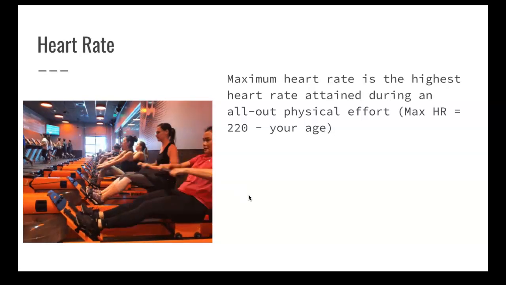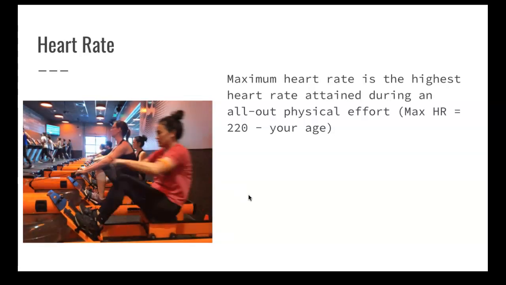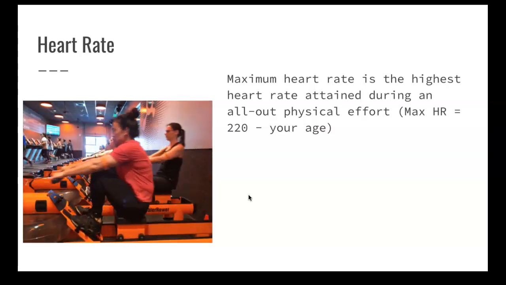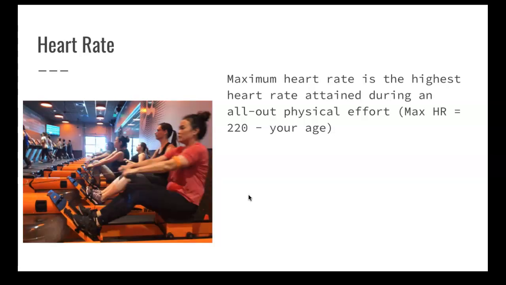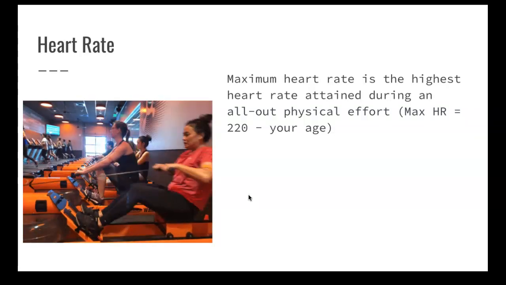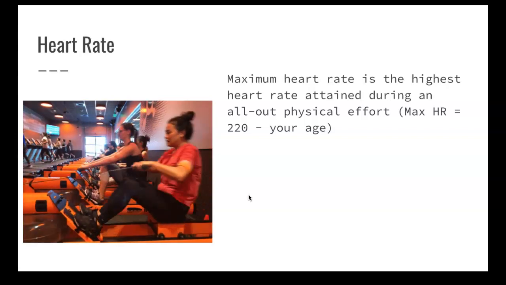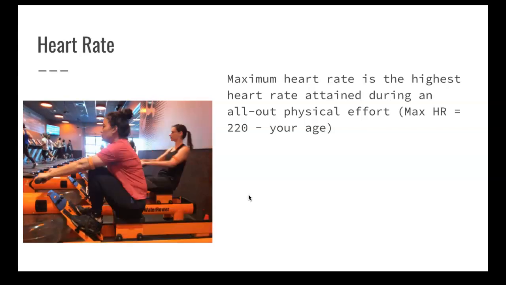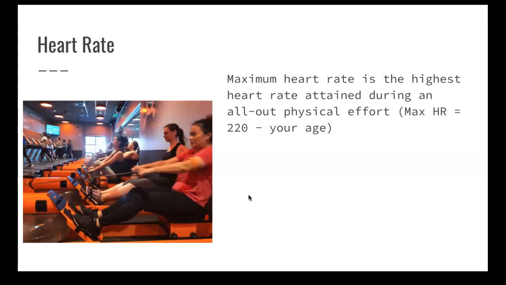And to figure out what your max heart rate should be when you're exercising, it shouldn't get over that, you take the number 220 and you subtract your age. So if, for example, you're 16, 220 minus 16 is 204. So your max heart rate shouldn't get over 204, or you're pushing yourself a little bit too hard. So you just have to slow down a little bit.